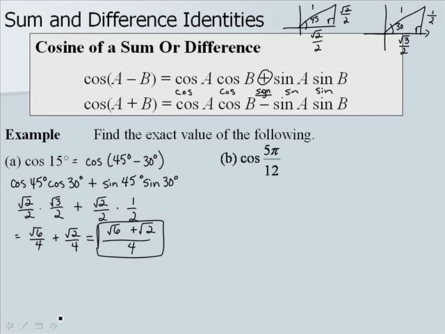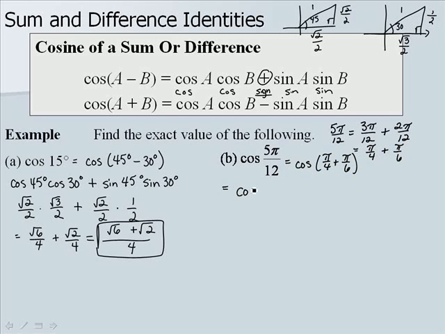Now let's use pi. We want to switch to radians, so we want to find the cosine of 5 pi over 12. So we can write 5 pi over 12 as 3 pi over 12 plus 2 pi over 12, and those reduce down to pi over 4 plus pi over 6. So we now have the cosine of pi over 4 plus pi over 6.